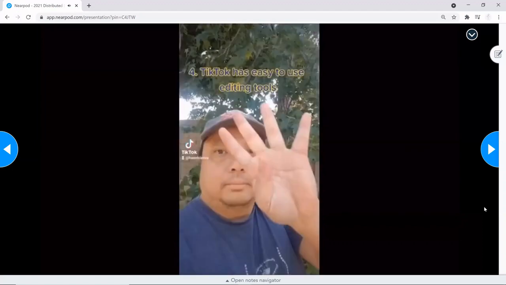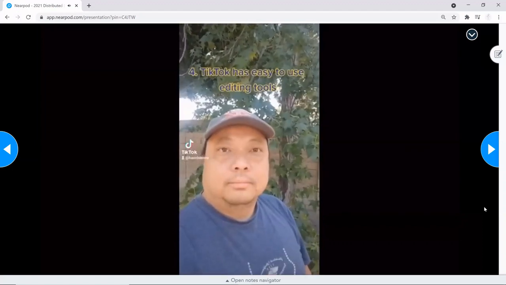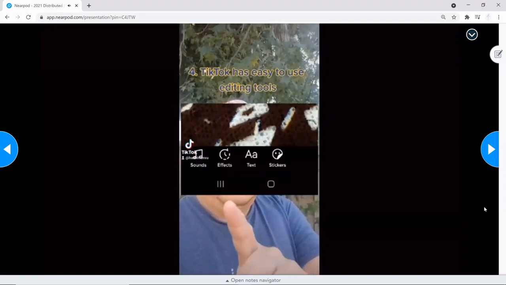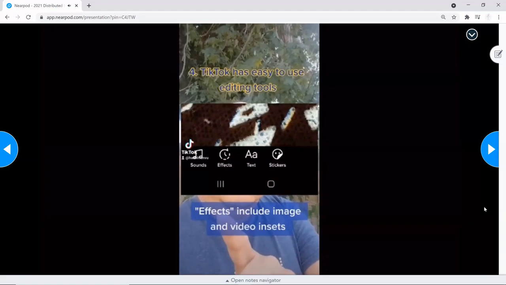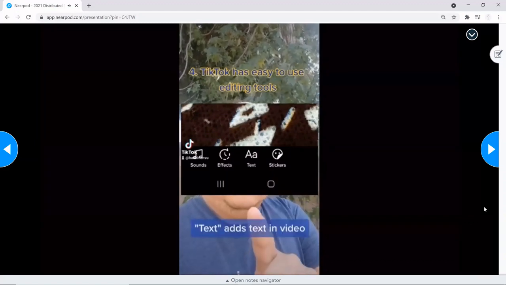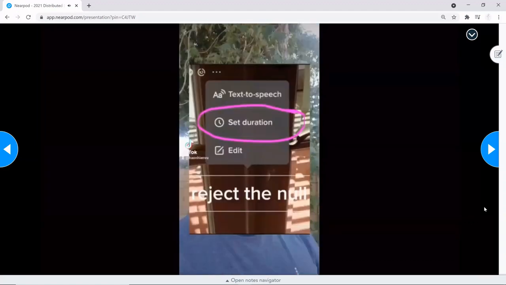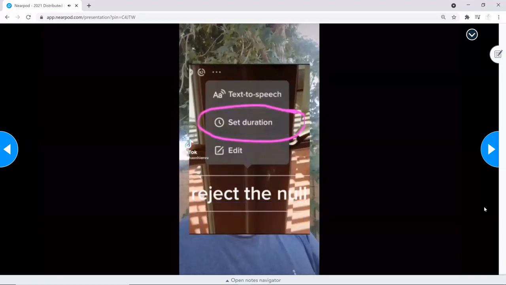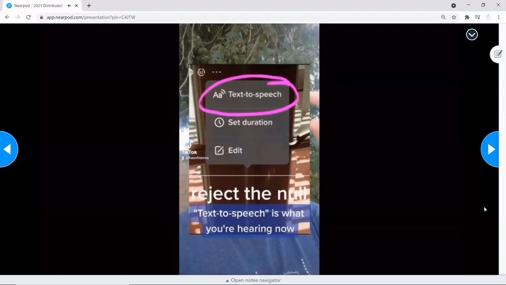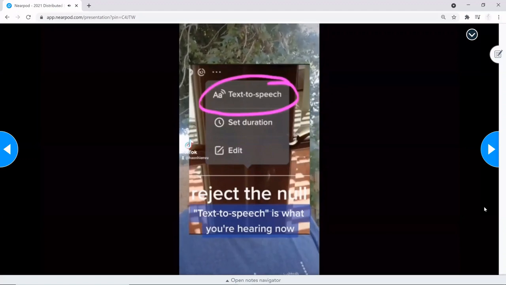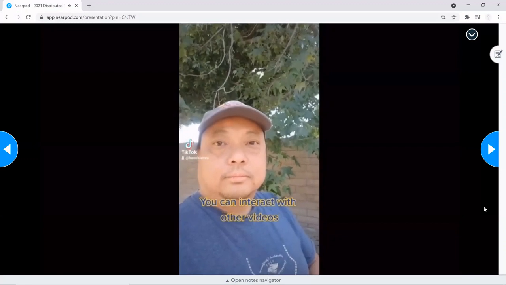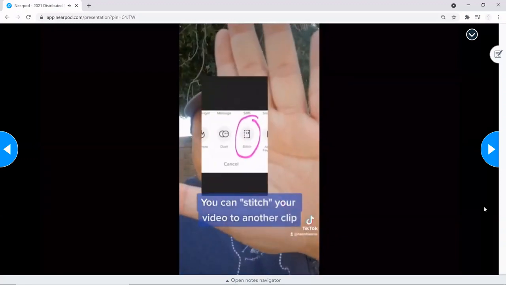4. TikTok has easy-to-use editing tools. Sounds include preloaded music. Effects include image and video insets. Text adds text in video. Within text, duration sets beginning and ending time. Text-to-speech is what you're hearing now. You can interact with other videos. You can stitch your video to another clip.